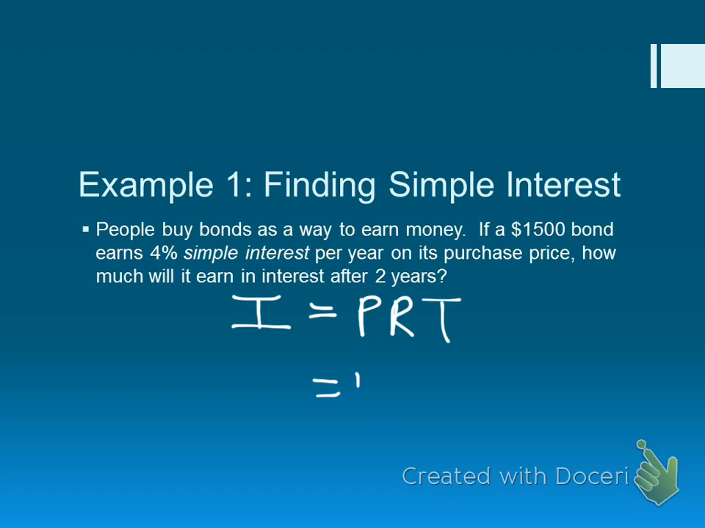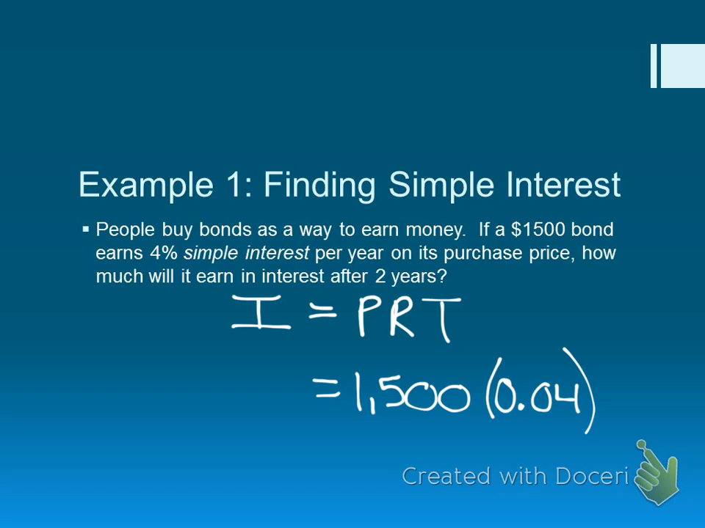You don't need a dollar sign. $1,500. Now your rate is always going to be the interest rate. So that's an easy one to pick out. What's your interest rate? 4%. It's 4%. But what do you have to do to the percentage before you can multiply it? Change it to a decimal. So automatically do that. Before you plug it into the formula, make sure you change it to a decimal, 0.04.